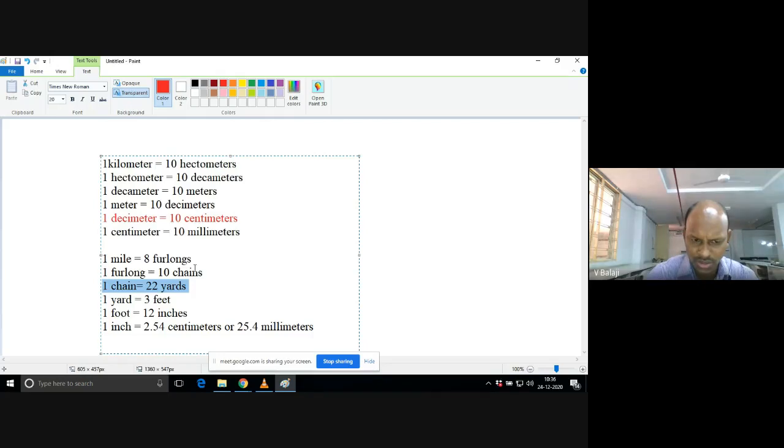So 1 yard is equal to 3 feet, 1 foot is 12 inches, 1 inch is 2.54 centimeters. So you must know, while constructing any engineering scale, the units are very important. So remember all these important units. Now I will go back to the problem.